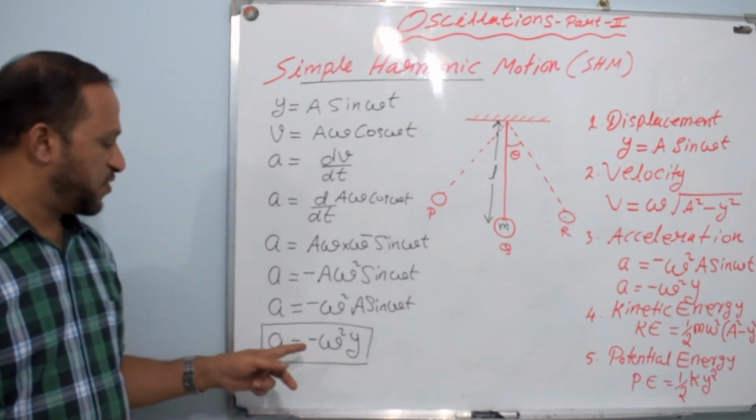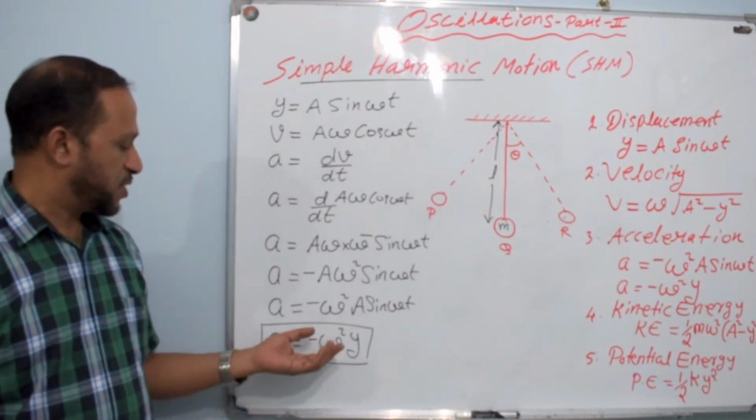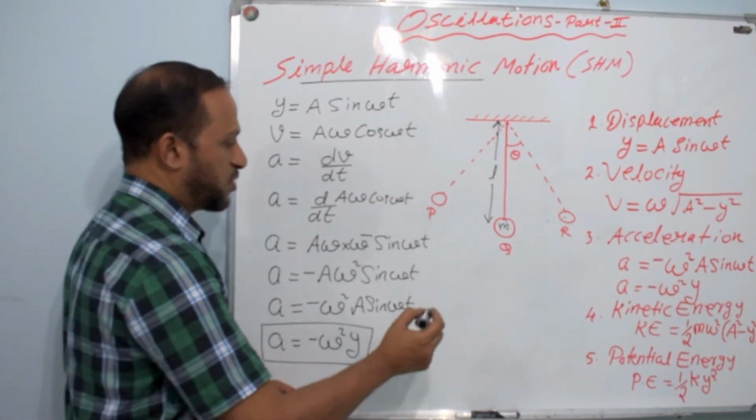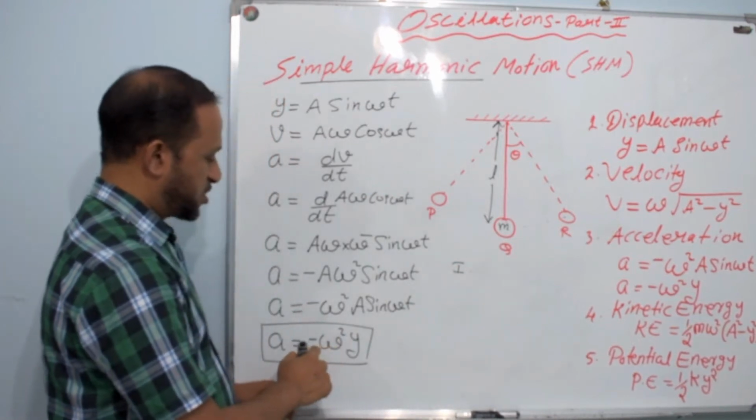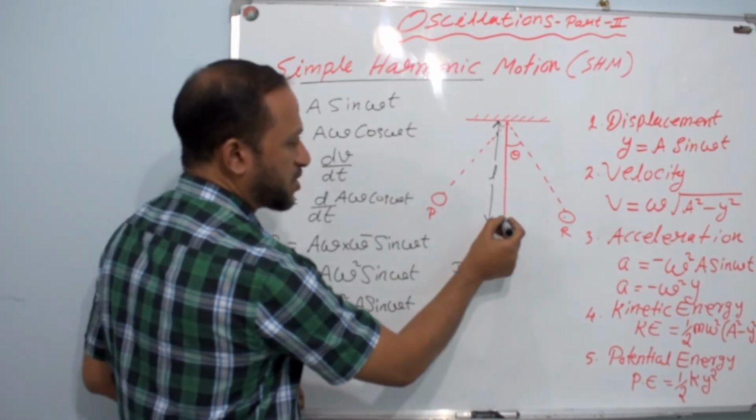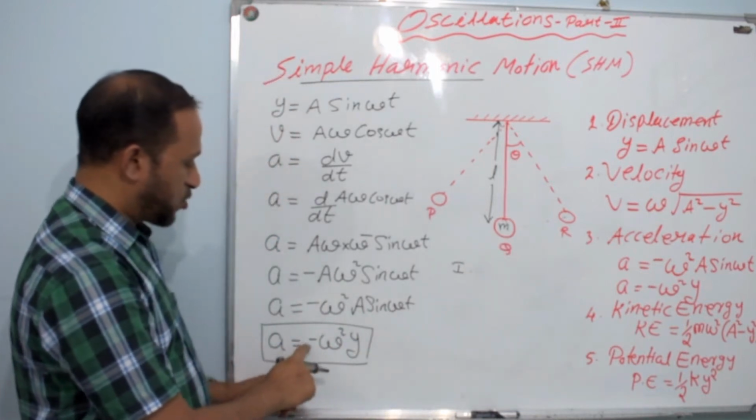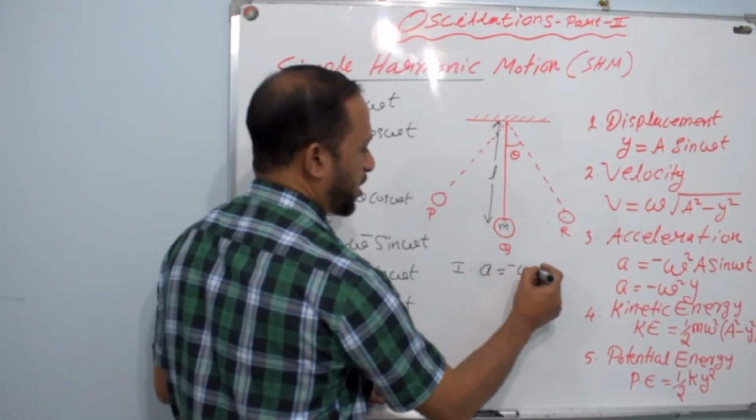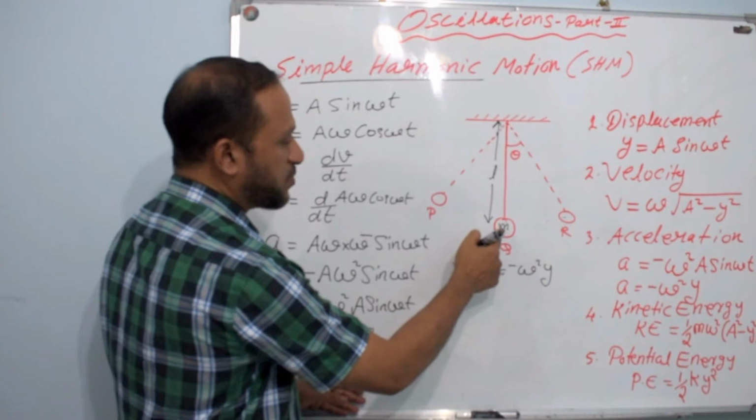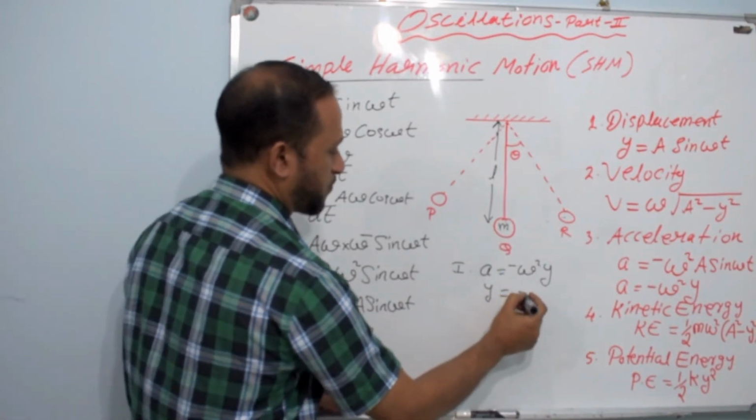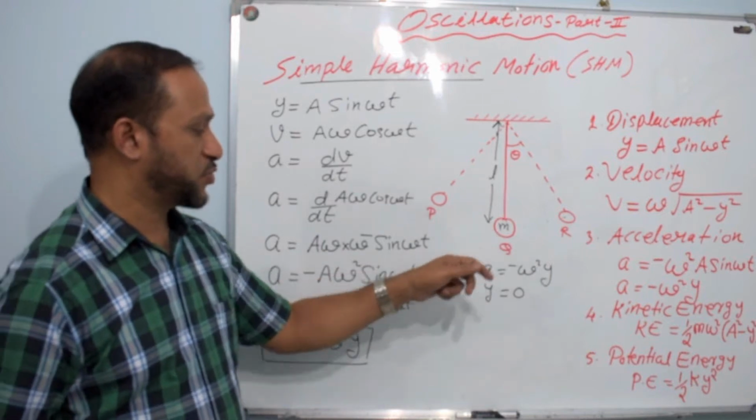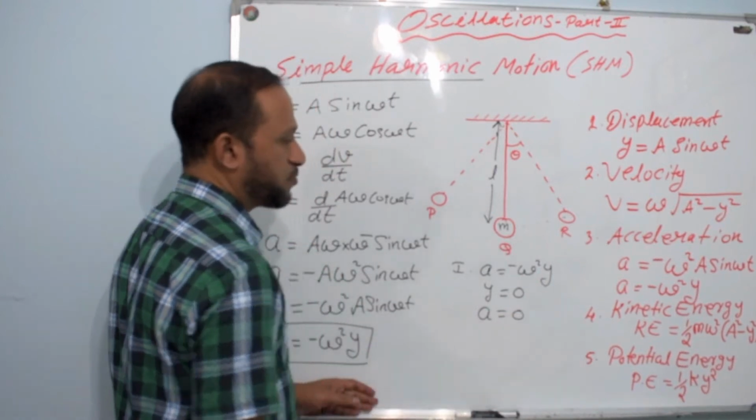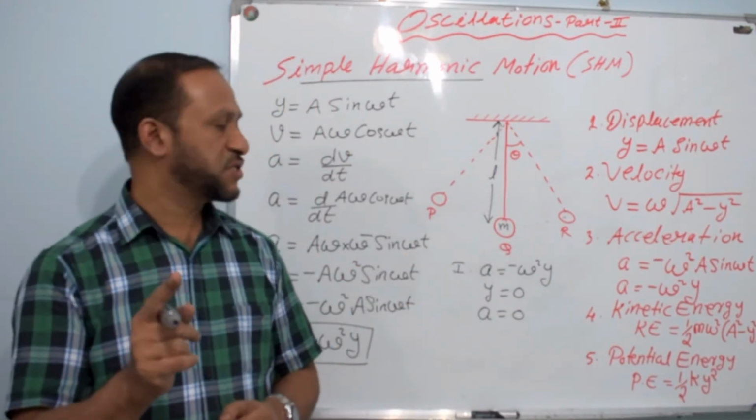In this equation, when we apply the conditions, we can get the value of minimum acceleration and maximum acceleration. Suppose first case, we are applying this equation at the mean position. When the particle reaches the mean position, the acceleration a is equal to minus omega square y. At the mean position, displacement is equal to 0, y equal to 0, no displacement at the mean position. When we apply y equal to 0 in this equation, we will get acceleration equal to 0. Means at the mean position, acceleration is equal to 0.